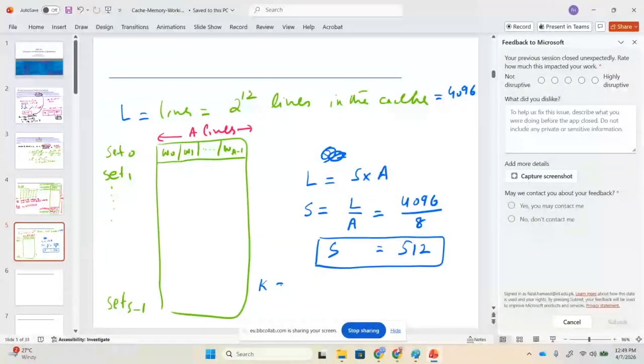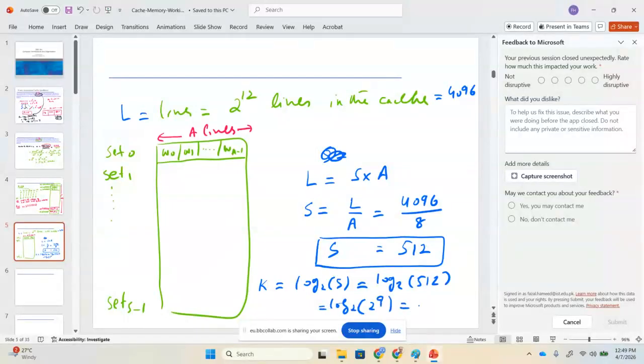What is K, the index bit? K is actually log2 of S, which is the log2 of 512, which is the log2 of 2 to the power 9, which is actually 9. So how many bits will be required for the index? 9. Now please remember this.